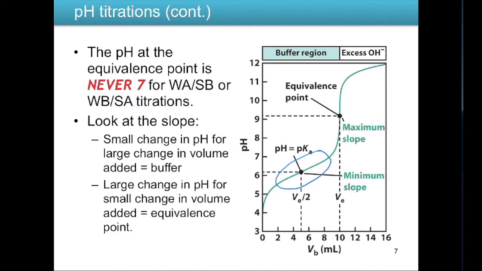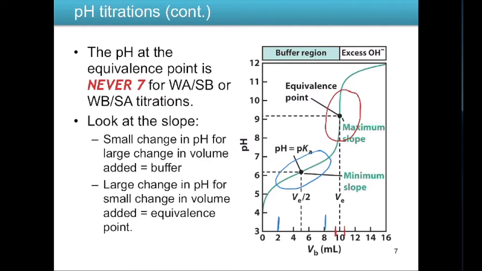So if you compare the area circled in blue with the area circled in red near the equivalence point, you can see that near the midpoint, or the buffering region, we've added a heck of a lot of solution, say from 2 milliliters to 8 milliliters, but the pH only changed by about 1 pH unit, whereas near the equivalence point, we've added less than 1 milliliter of titrant, and the pH increases several pH units.